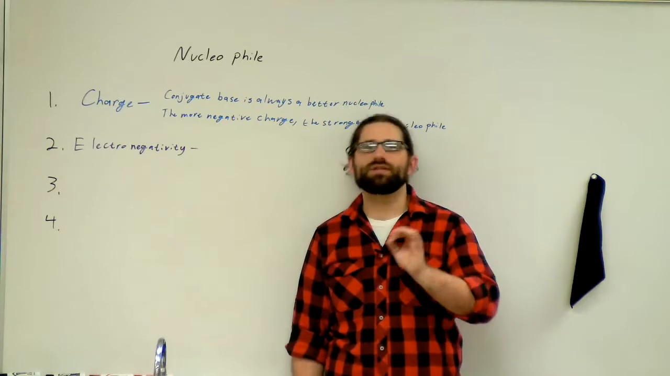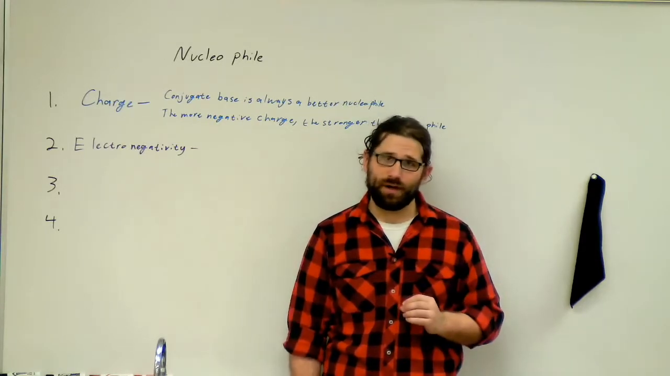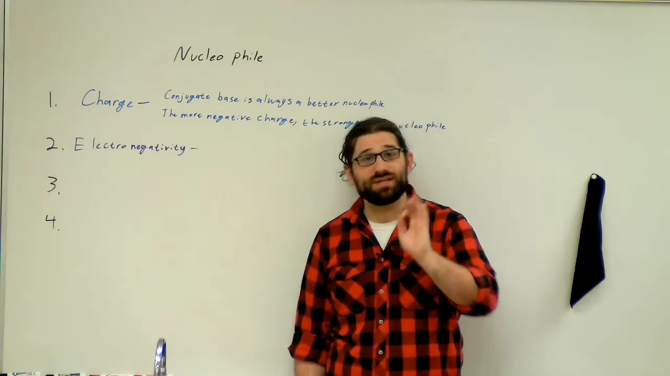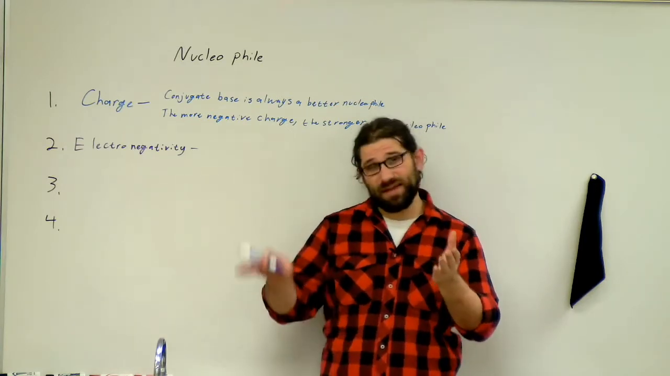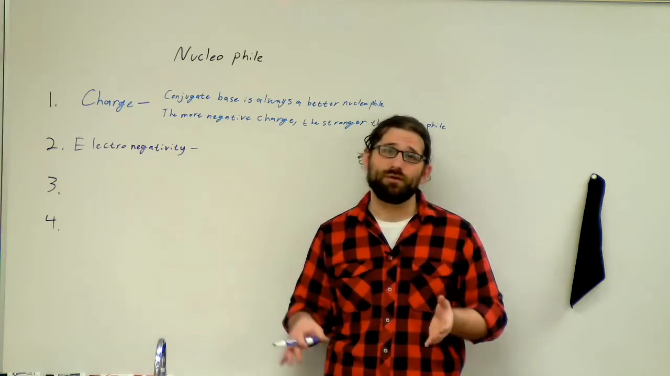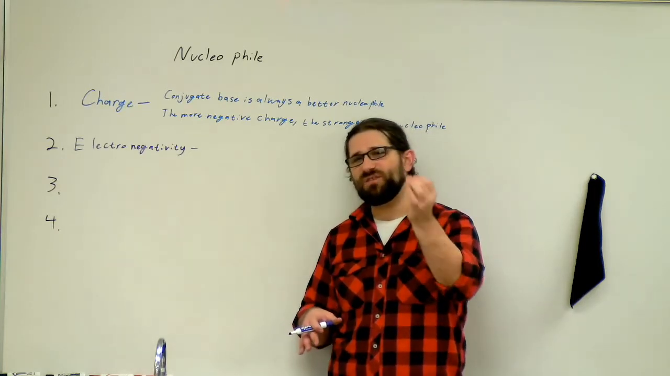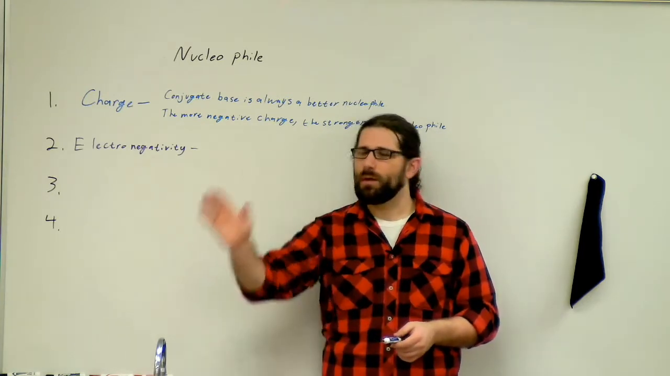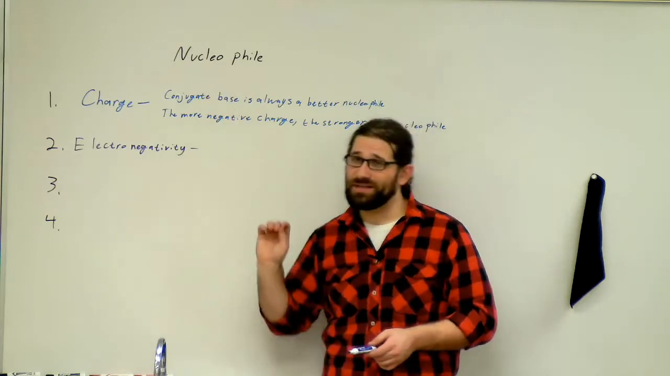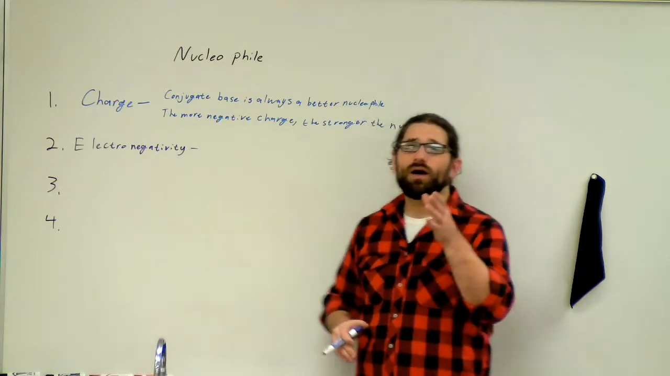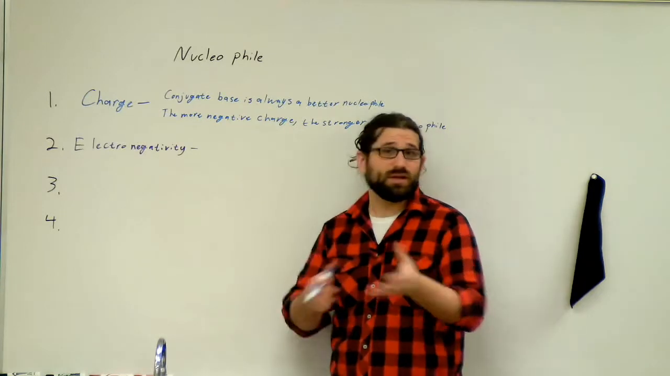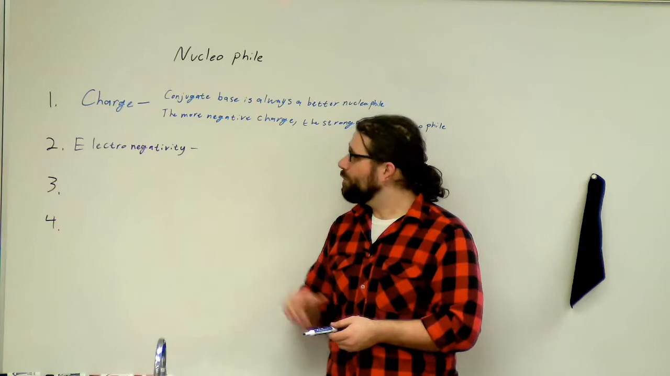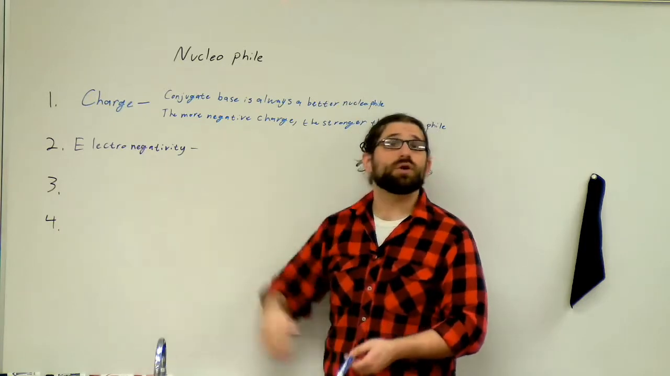The next major factor in the strength of a nucleophile is electronegativity. And this is going to follow the same trend as basicity. The reason for that is that a base is really a subset of a nucleophile. It's going to be this specific nucleophile that's attacking hydrogen. Okay? So when we're talking about bases, we're talking about a nucleophile that attacks hydrogen. So a nucleophile in general is going to attack any positive charge. In our context, it's often going to be carbon.